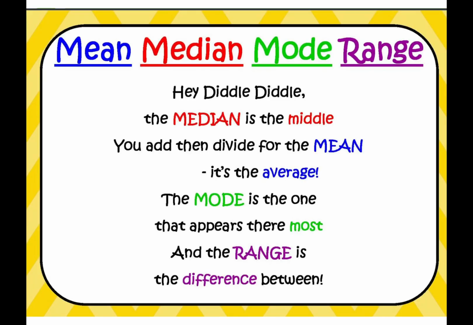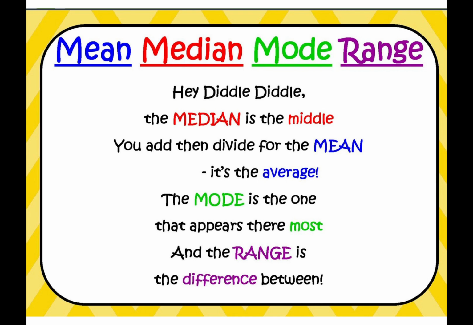Let's remind ourselves of the rhyme that we need to remember when looking at statistics. Hey diddle diddle, the median's the middle, you add then divide for the mean. The mode is the one that appears the most and the range is the difference between. Let's look at that last statement. The range is the difference between the maximum and the minimum values.